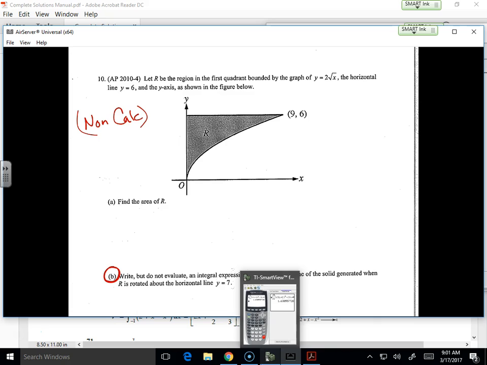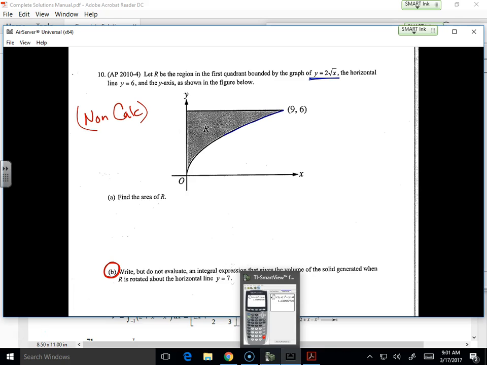Okay, kiddos, do you see y equals 2 square root of x? Okay, good. What else do we have up here? The horizontal line, y equals 6. See it? And we have an area between, true? It says, and the what? The y-axis? Good. And the y-axis. Okay. We could find the area. That's all well and good.